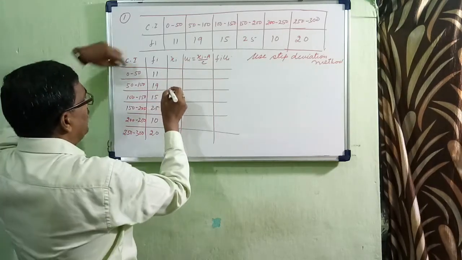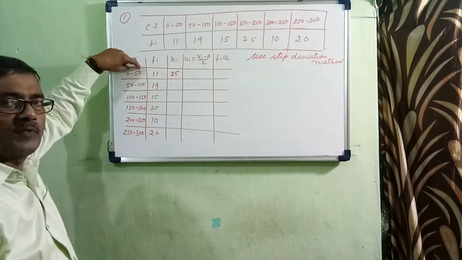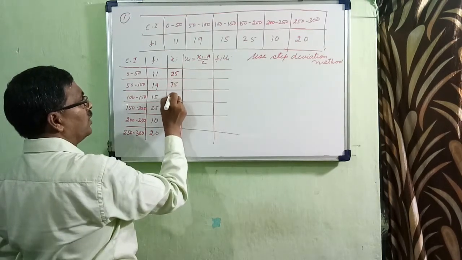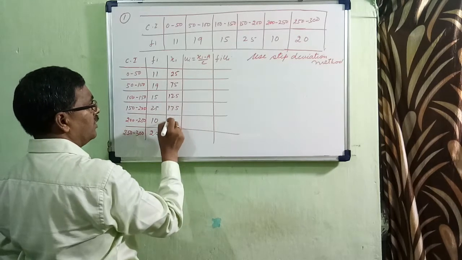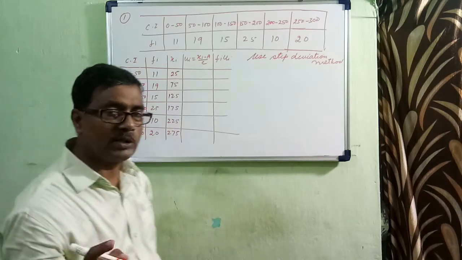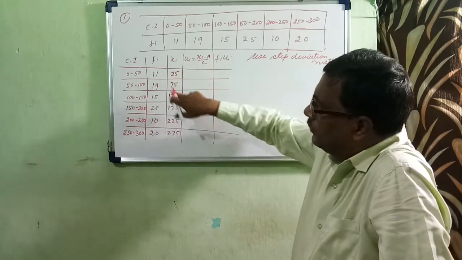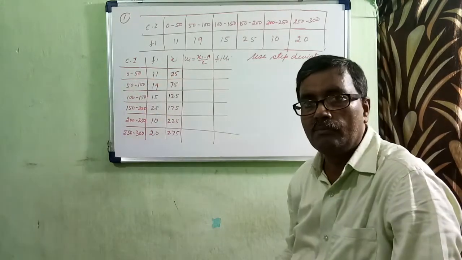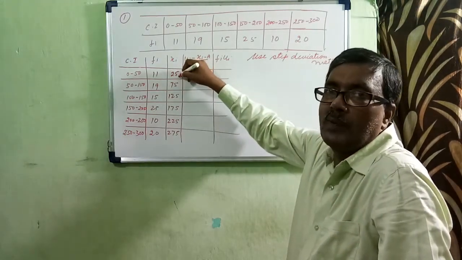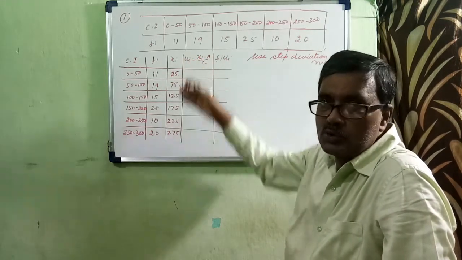And now, XI will be equal to how much? Upper limit plus lower limit divided by 2. So as a result, this will be 25. The difference is 50, so you add 50: 75, 125, 175, 225, 275. Simple. You calculate the first one, and after that, if the intervals are the same, whatever the size is, that size is added to the previous one. In order to get this one, you add 50, and to get this one, add 50, and so on.